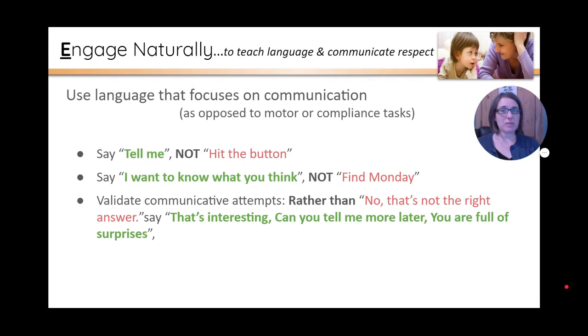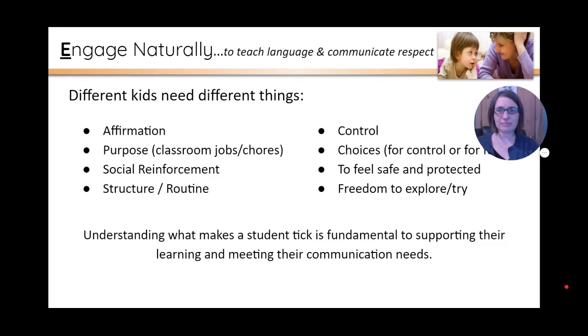Think about the language that we use and whether or not it focuses on communication. Sometimes the language that we use is really geared towards motor compliance tasks. So for instance, if you say, tell me, rather than hit the button, then you're focusing on communication. If you say, I want to know what you think about this, rather than find Monday, you're really focusing on communication. Also, consider the way that you respond when there's a disruption or things don't seem to quite make sense. If you say, that's interesting, or can you tell me more later, or you're full of surprises, that values the communicative attempt rather than shutting it down by saying something like, that's not the right answer.